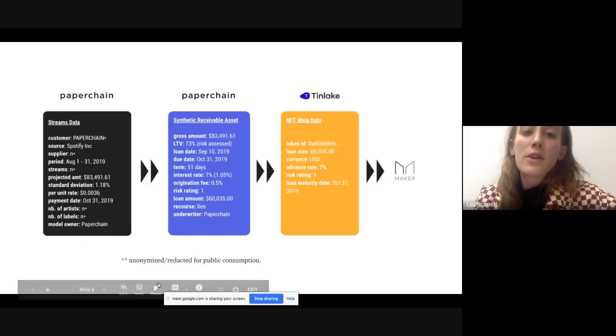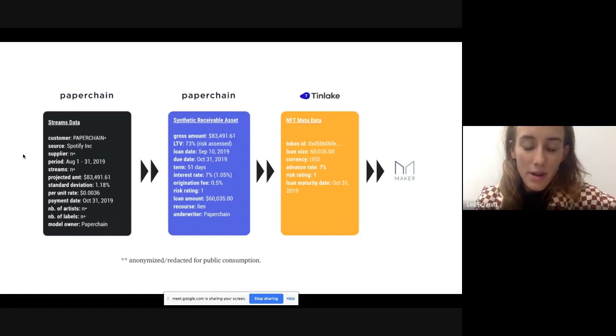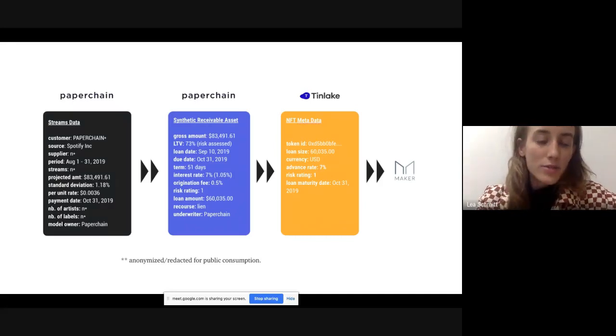And maybe I pulled it up. Paperchain was talking about it last week. So basically, for those who are not familiar with Paperchain, they are a company that transforms media data analytics into revenue insights. They create synthetic receivables and therefore allow artists to get paid earlier.